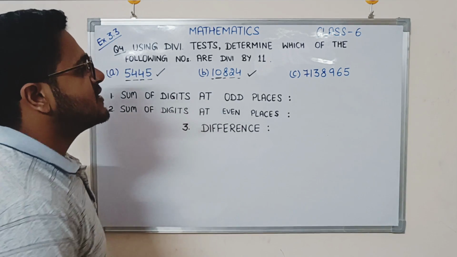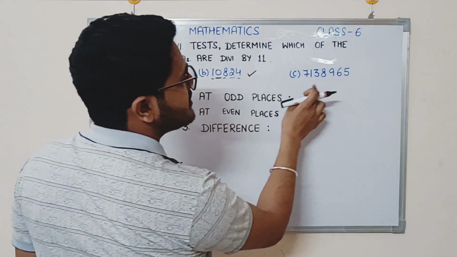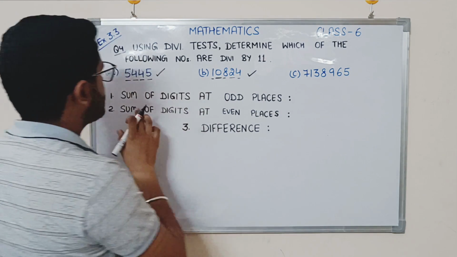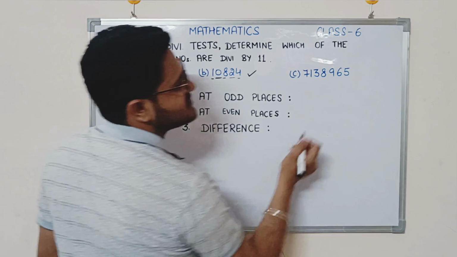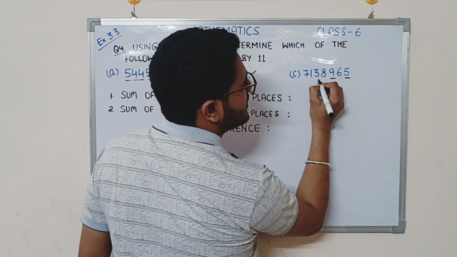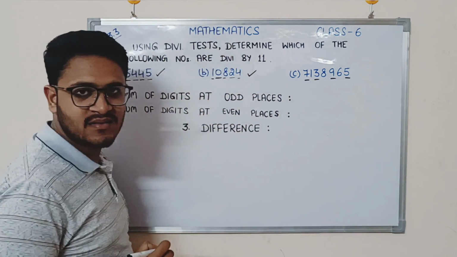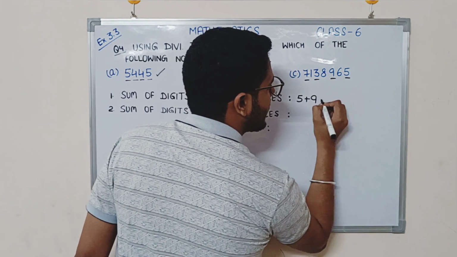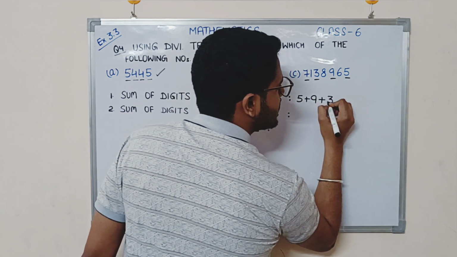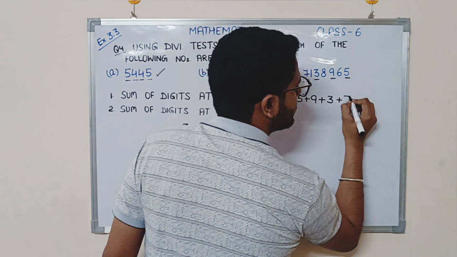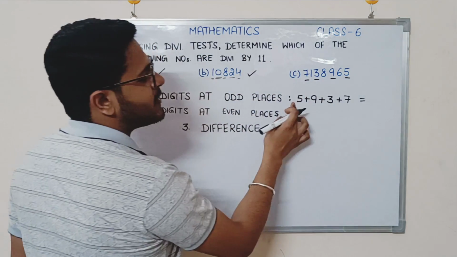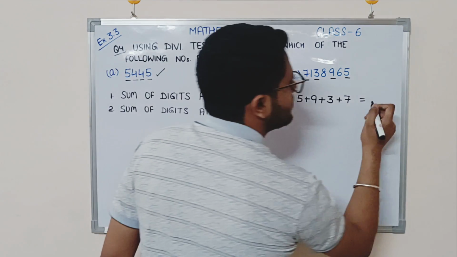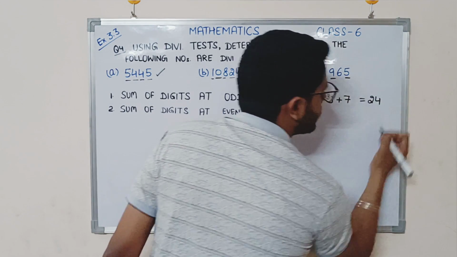The third part says the number is 71,38,965. Step 1, sum of digits at odd places. Odd places will be first place, third place, fifth place and seventh place. So it will be 5 plus 9 plus 3 plus 7. 5 plus 9 is 14, 14 plus 3 is 17, 17 plus 7 is 24.